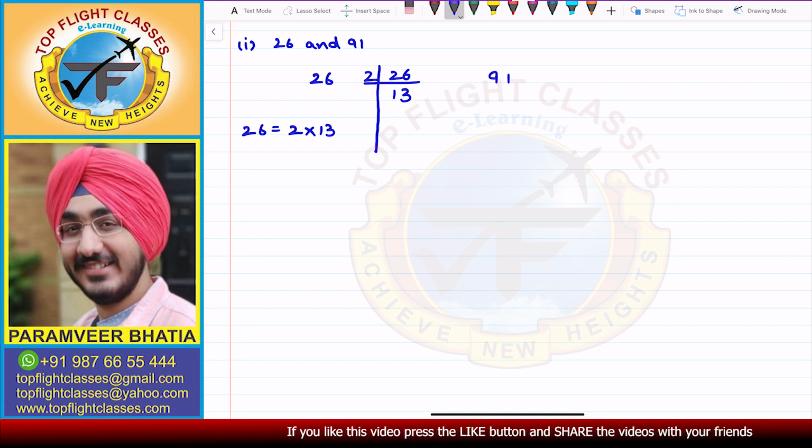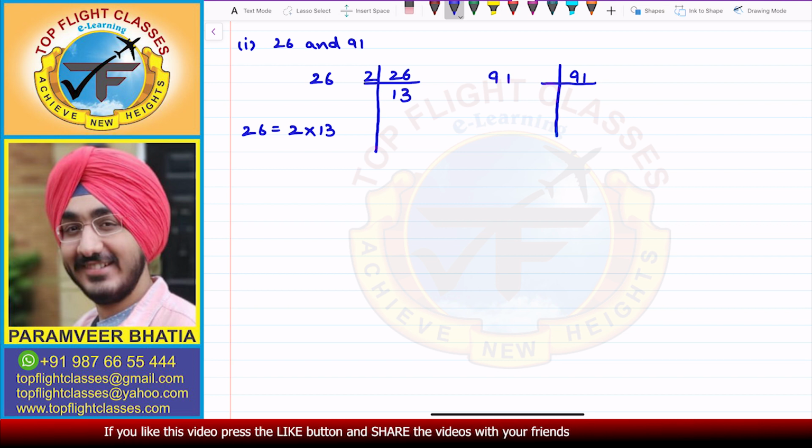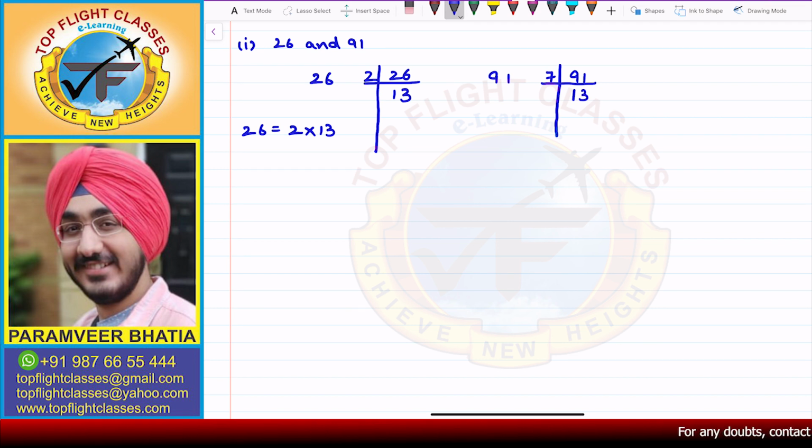Then I'll do it for 91. Now 91 is not divisible by 2. You can clearly see 9 plus 1 is 10, which is not divisible by 3. Then the next number is 5. It is not divisible by 5 clearly, the unit digit is 1. Then we have 7. If we divide this by 7, I will get 13. So 7 into 13. Now 13 is a prime number itself. So 91 will be represented as 7 multiplied by 13.